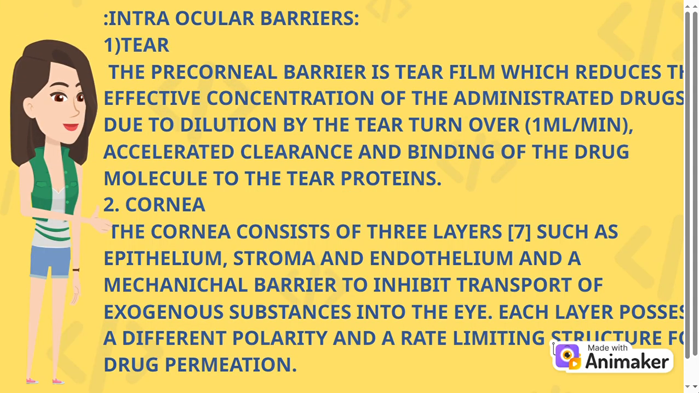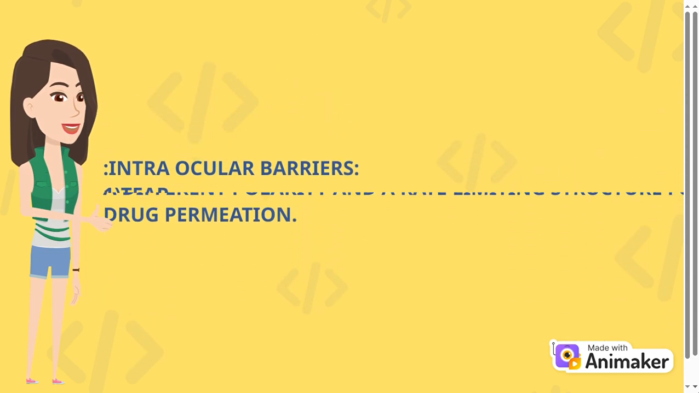1. Tear. The precorneal barrier is the tear film, which reduces the effective concentration of the administered drugs due to dilution by the tear turnover, 1 µL/min, accelerated clearance, and binding of the drug molecule to the tear proteins. 2. Cornea. The cornea consists of 3 layers, such as epithelium, stroma, and endothelium, and is a mechanical barrier to inhibit transport of exogenous substances into the eye. Each layer possesses a different polarity and is a rate-limiting structure for drug permeation.